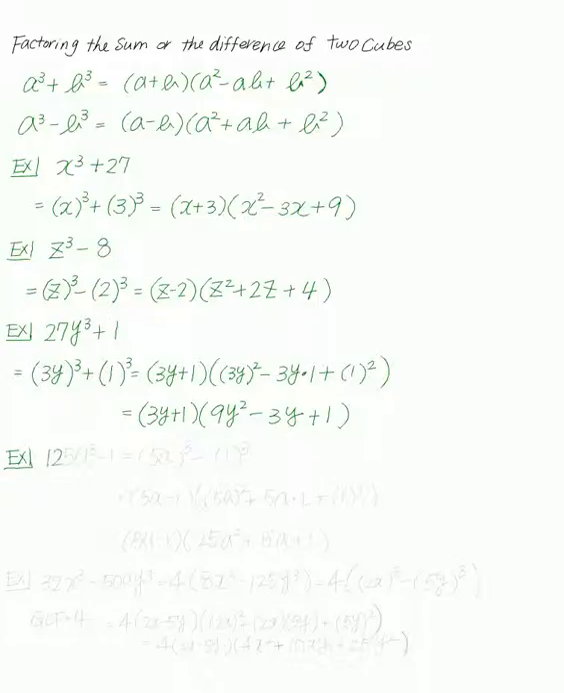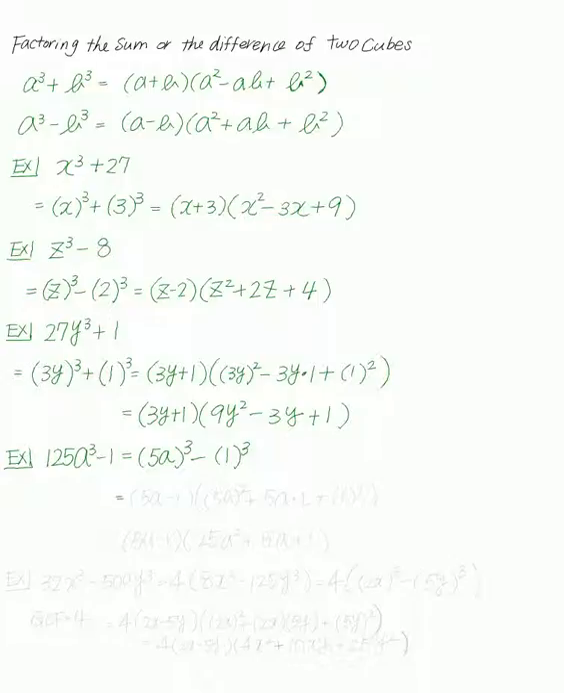We're going to do 125a to the third power minus 1. Now, again, I'm going to rewrite this as 5a to the third power. You don't have to do this if you see it right away, but sometimes it's easier to see. Minus 1 raised to the third power. So a in this case is my 5a. I know that sounds weird. B in this case is 1.